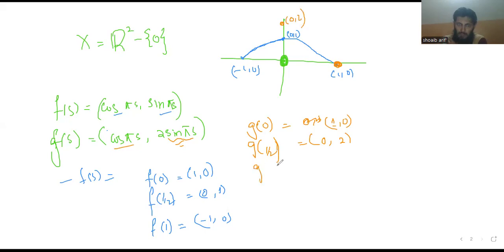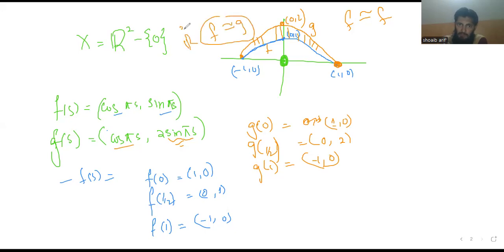If we substitute s equal to 1, we will get cos pi and 2 sin pi. So cos pi is equal to -1 and sin pi is equal to 0, so we get this point. If we draw the graph of g, this is g and this is f. So we can say f and g are homotopic. We can continuously deform f into g or g into f. So they both are path homotopic in R2 minus 0.